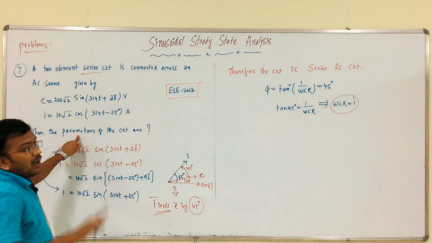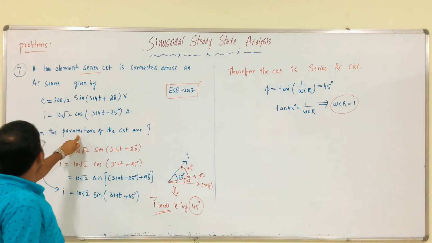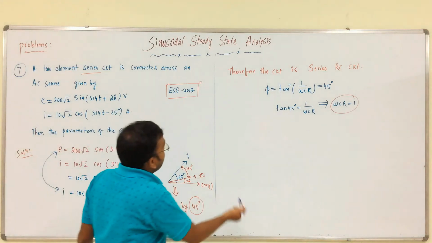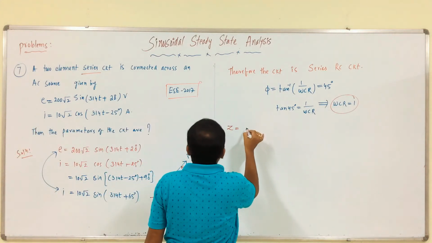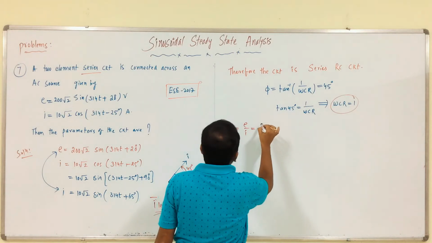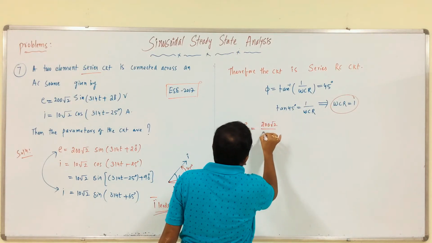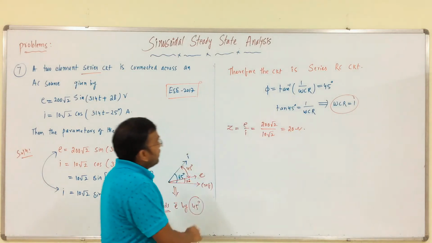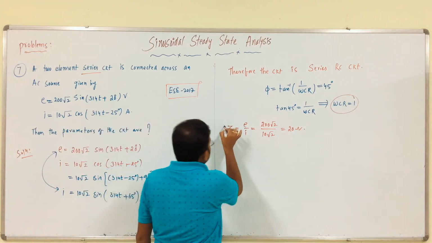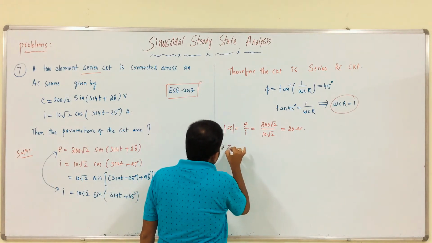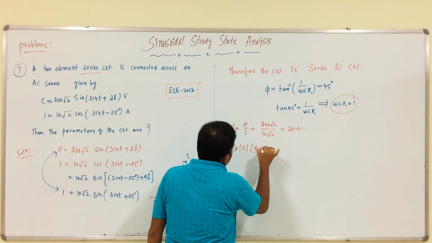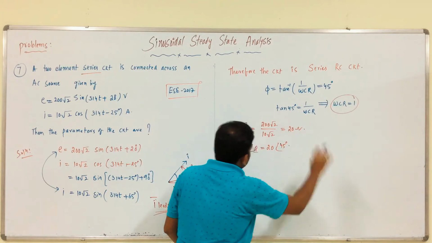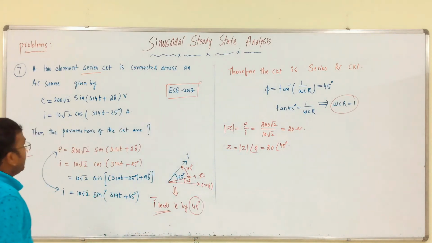Therefore, the parameters are R and C. From this, we have to calculate the equivalent impedance, that is, V by I is nothing but impedance. Z is equal to E by I, which is equal to 200 root 2 by 10 root 2. From this we have 20 ohms of impedance, which is the magnitude. Therefore, impedance is mod Z at an angle phi, that is, 20 at an angle of 45 degrees.